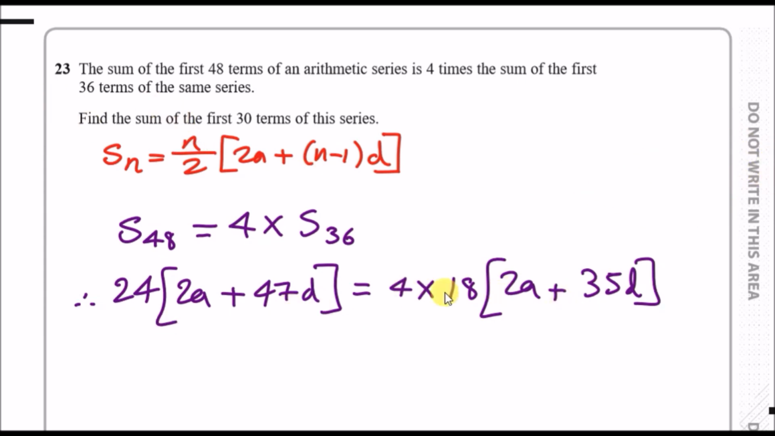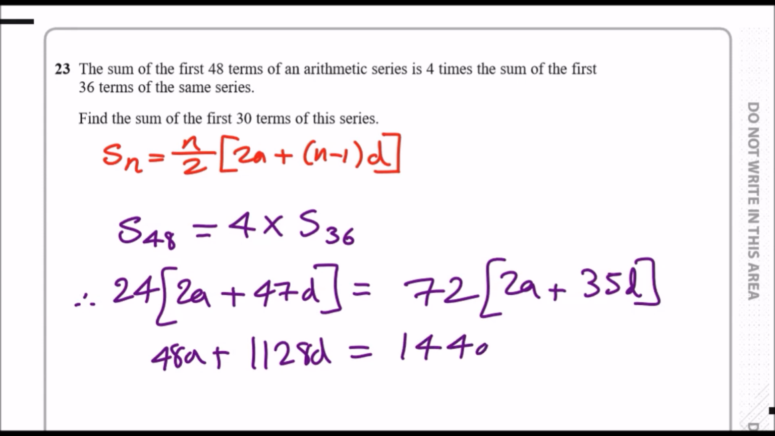So now we've got all this information, let's see if we can hopefully tie this up. Expanding the bracket, you're going to have 48a plus 24 times 47, so you get 1128d. That's equal to, sorry, for this one you want to do 4 times 18 first, just to avoid any error. And that should give us 72. 72 times a is 144a plus, now 72 times that I don't know in my head, so it's 2520d.